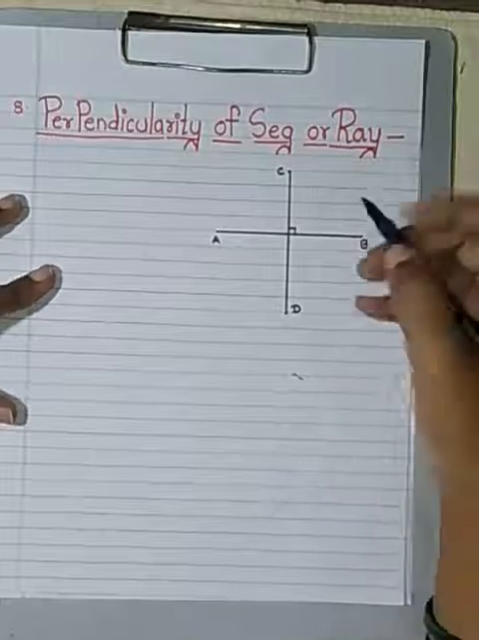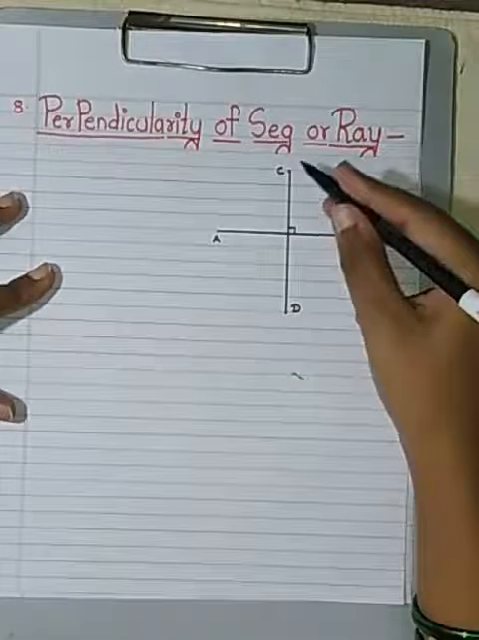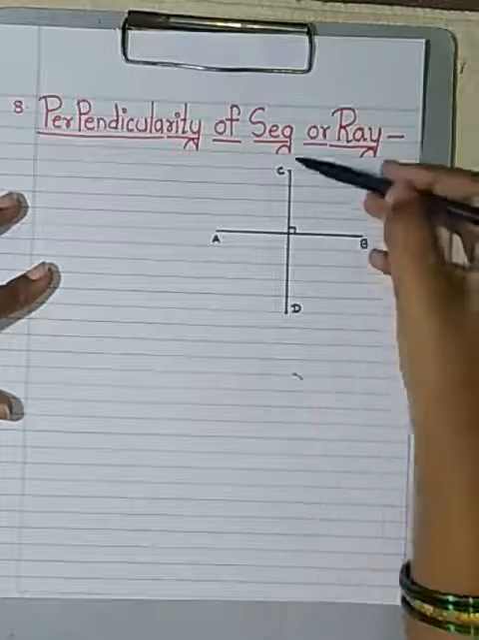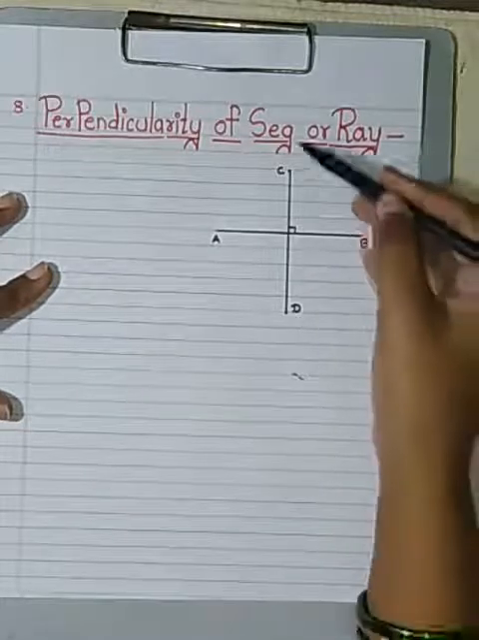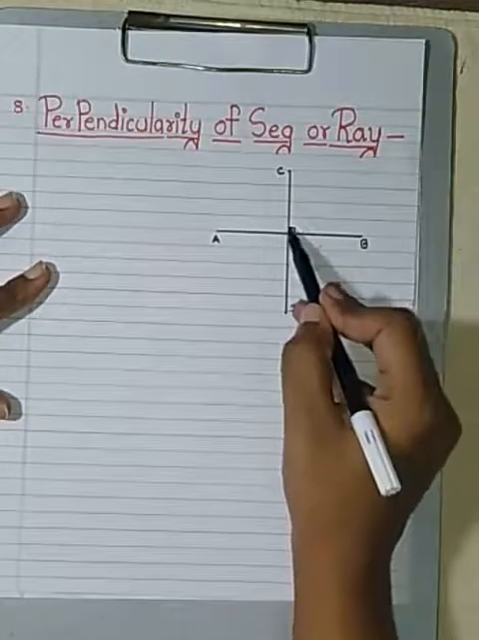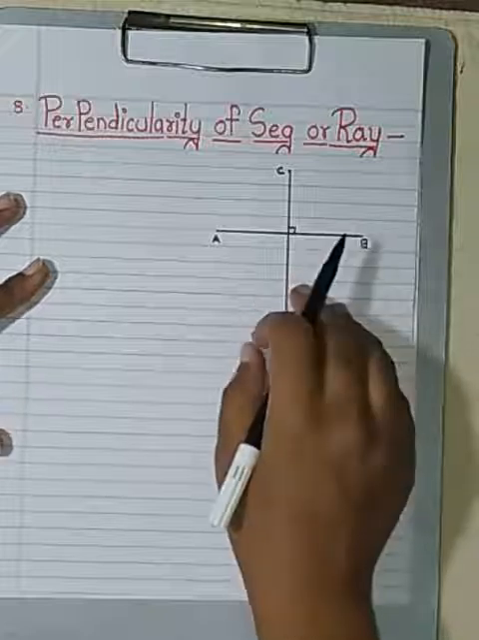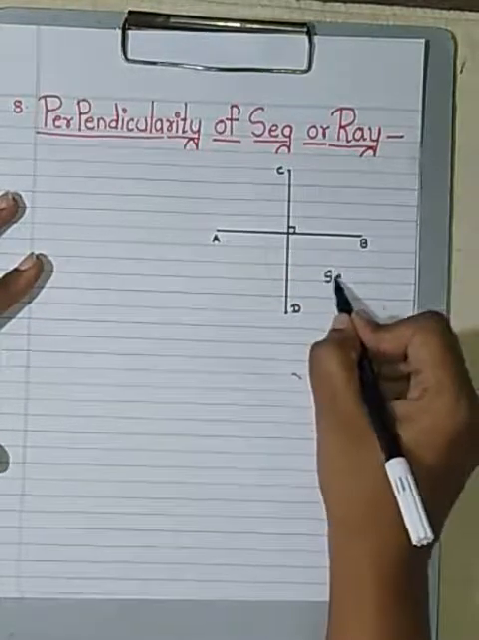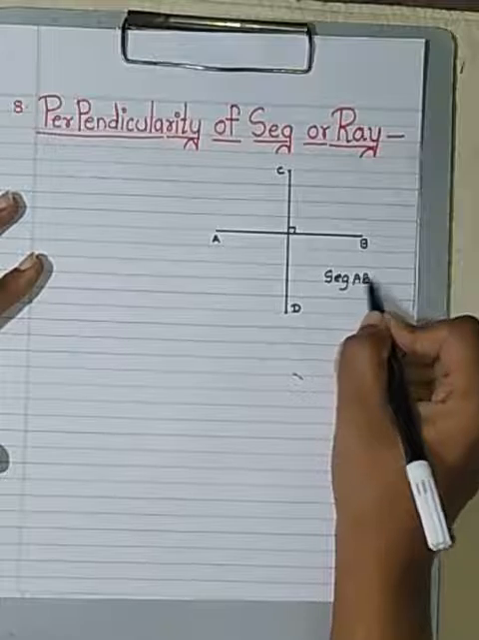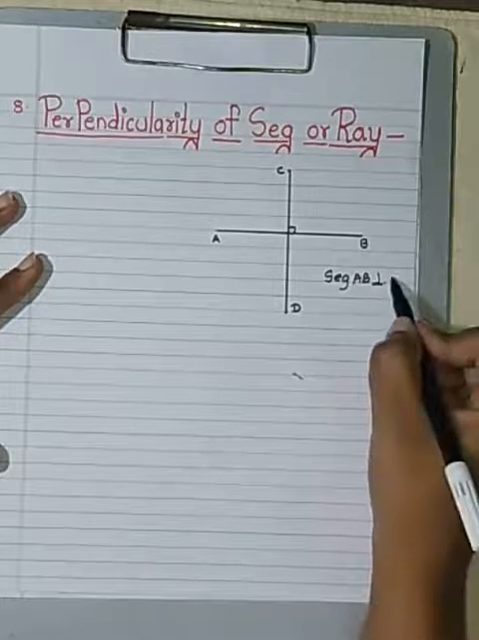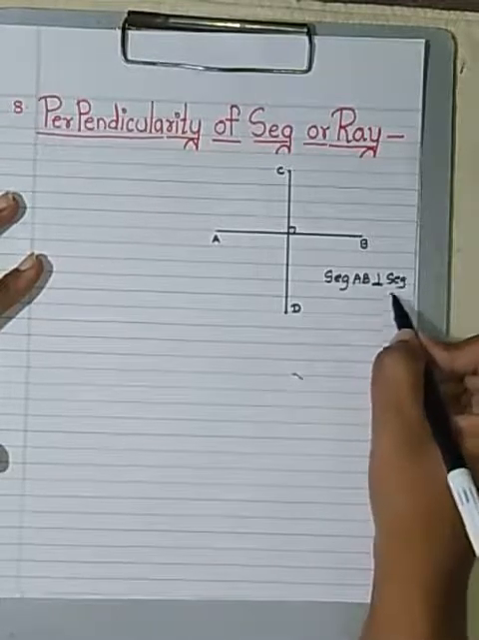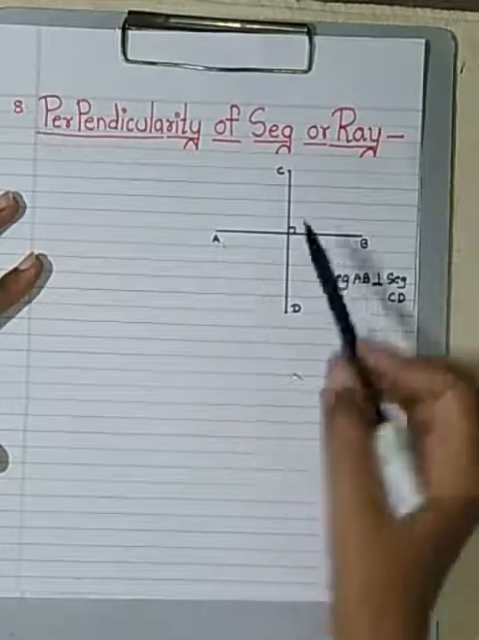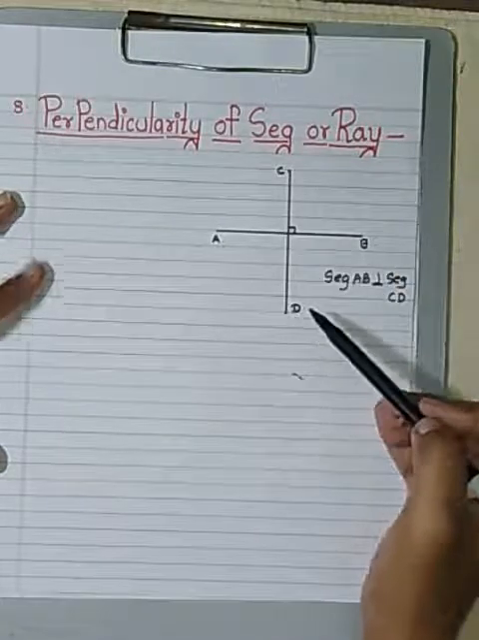When two line segments make an angle of 90 degrees, you can see line segment AB and line segment CD, they are making an angle of 90 degrees. Then we can call them perpendicular, or you can call it segment AB is perpendicular to segment CD.